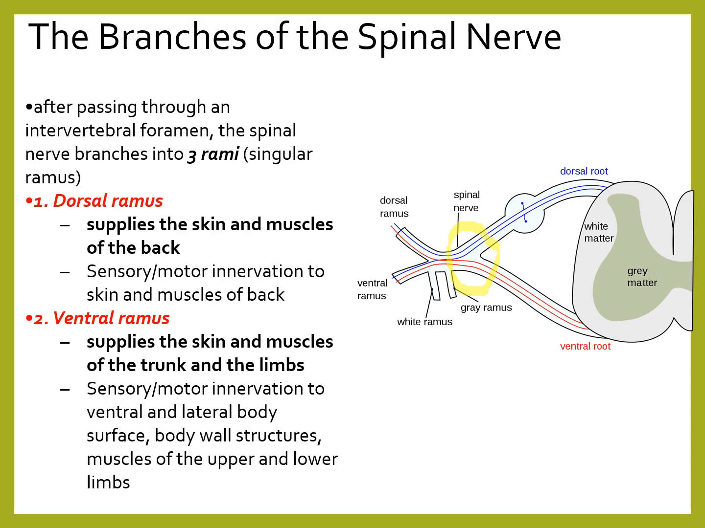The ventral ramus is basically everything else for the somatic system, meaning it supplies the skin of the trunk and the limbs. It supplies the musculature of the trunk and the limbs. It is responsible for sensory and motor innervation to the ventral and lateral part of our body, so the belly and the sides of our body wall structures, and the muscles of the upper and lower limbs. Anatomically, because it supplies much more than the dorsal ramus, it is significantly bigger.